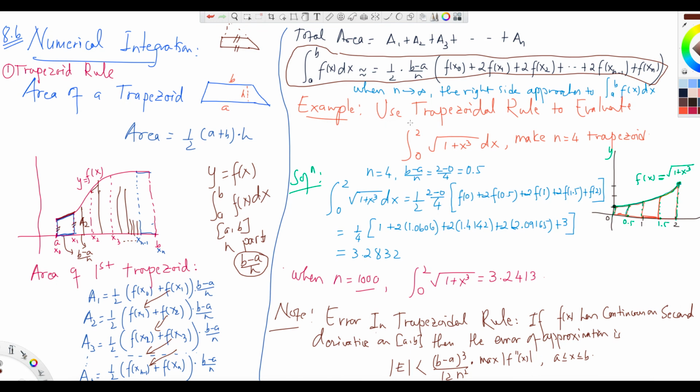Okay, let us see one example. Use the trapezoidal rule to evaluate the integral from 0 to 2 of the square root of 1 over x cubed dx. Make n equal to 4 trapezoids. That's what it says.